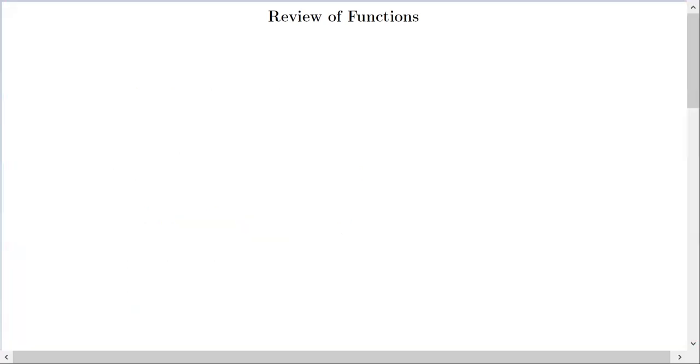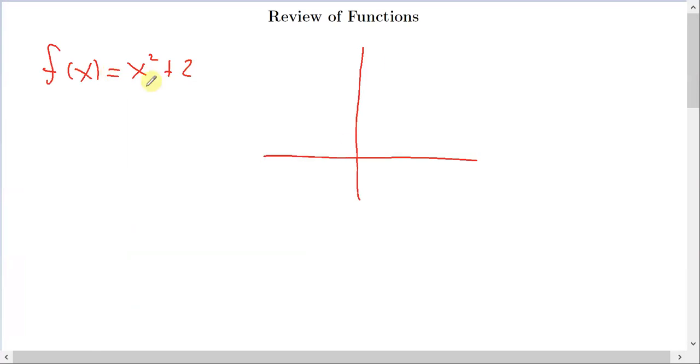I've only got the plus there, but let's look at an example. Suppose I take the function f of x equal to x squared plus 2. If I were to draw the graph of that, I know that the basic function is f of x equal to x squared. We know that graph would look like this. It would just be this parabola.